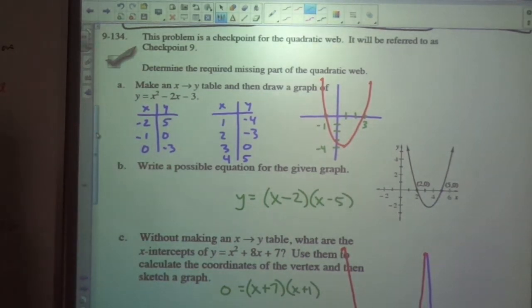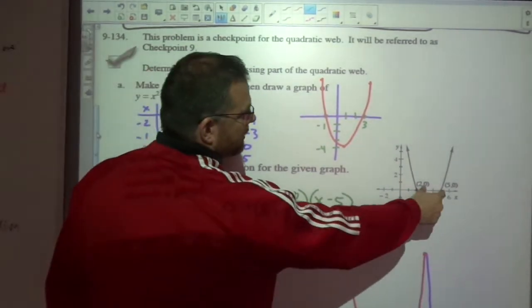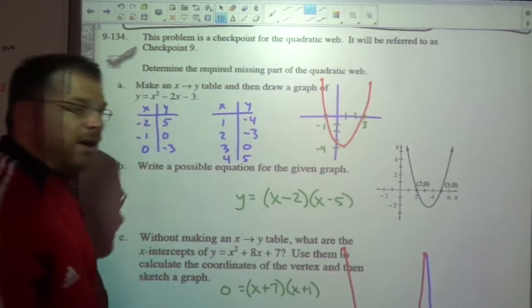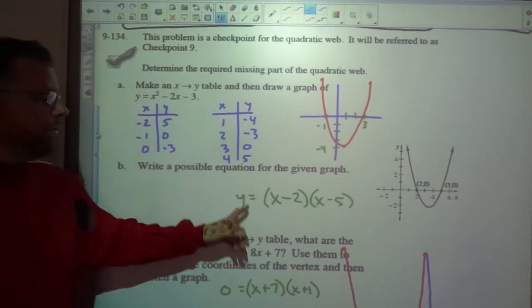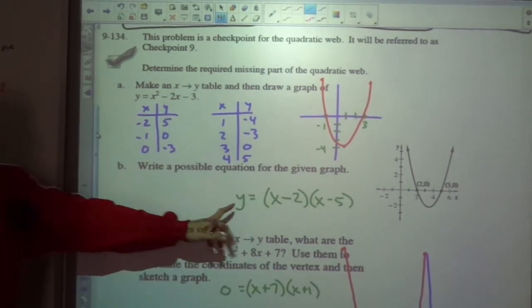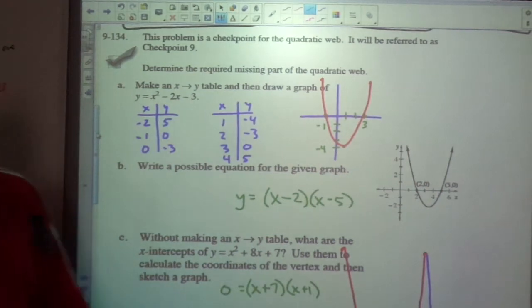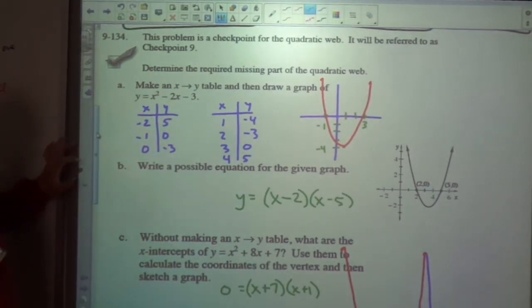B is write a possible equation for the graph. Well, I know my x-intercepts are 2 and 5. I don't know the a value, but I know it opens up. So here, that's a possible equation. If I knew the points more specifically, I could figure out the a value, but they don't really tell me exactly where the vertex is or any other points that are on the graph.